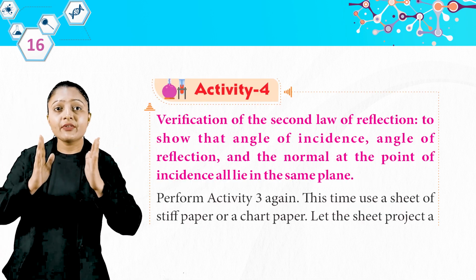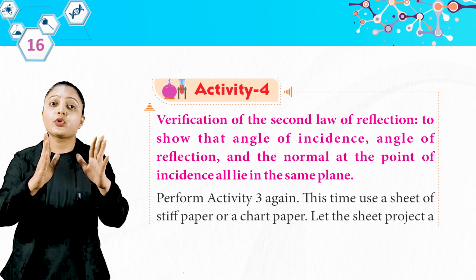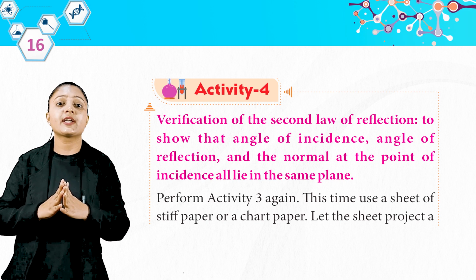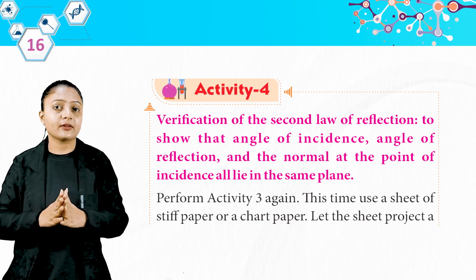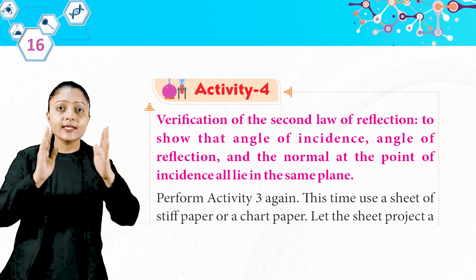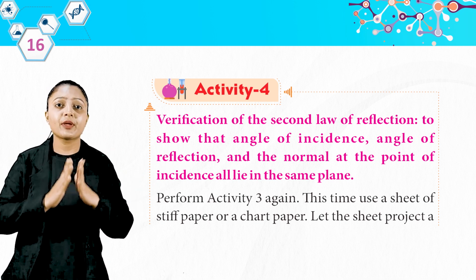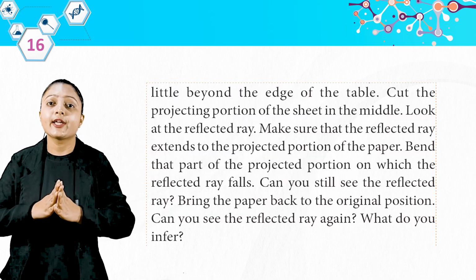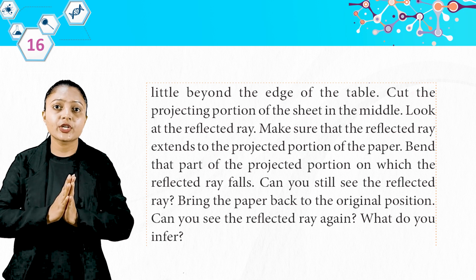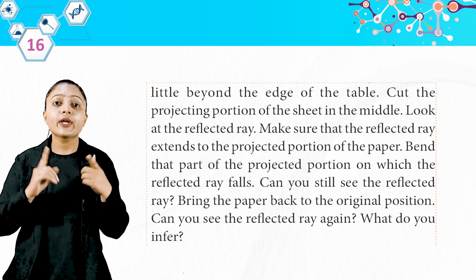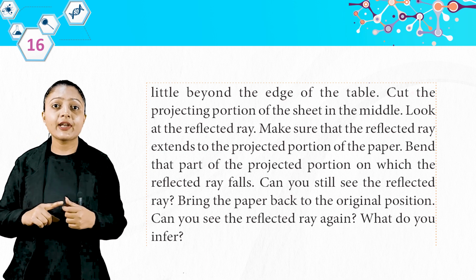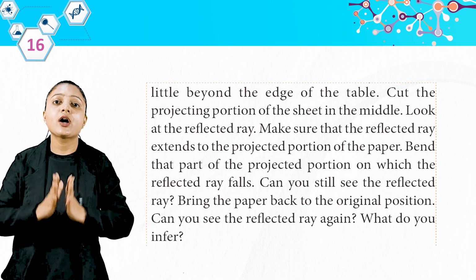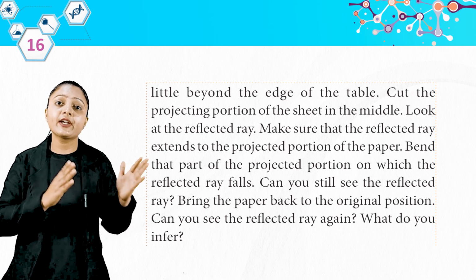Activity 4. Verification of the second law of reflection, to show that the angle of incidence, angle of reflection and the normal at the point of incidence all lie in the same plane. Perform Activity 3 again. This time use a sheet of stiff paper or chart paper. Let the sheet project a little beyond the edge of the table. Cut the projecting portion of the sheet in the middle. Look at the reflected ray. Make sure that the reflected ray extends to the projected portion of the paper. Bend that part of the projected portion on which the reflected ray falls.